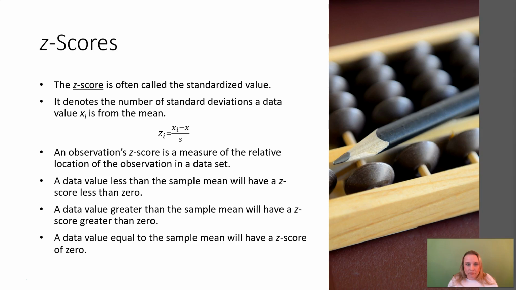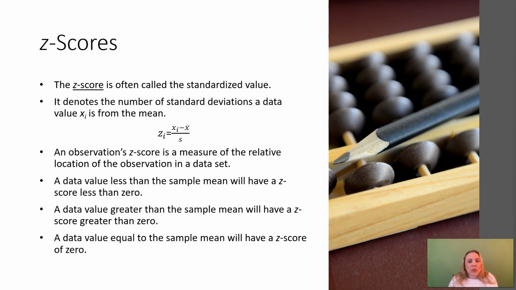When we're looking at z-scores, we're looking at our standardized values. What we're looking at is how many standard deviations that data point is from the mean. So when you do that, you take the observation value, subtract the mean, and divide by the standard deviation. Notice that this is looking at your number of standard deviations for the sample.